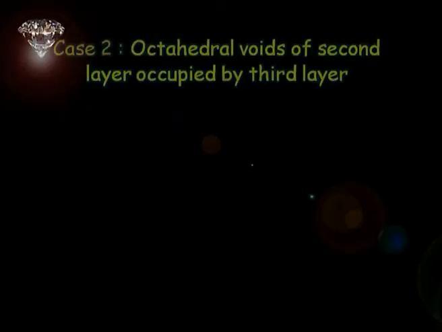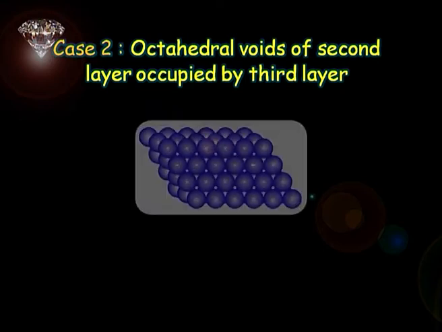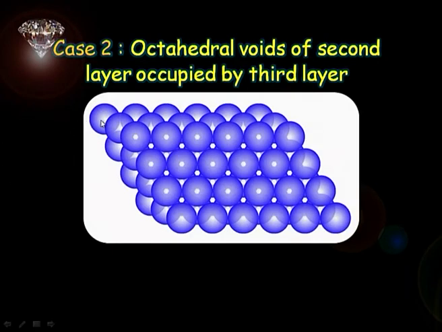Now, let us move further and see what happens if I go back to the top of my second layer and try to put my third layer on top of it. In this case, I place my third layer in such a fashion that it occupies the octahedral voids of the second layer. If that happens, then what do we get? This is my A layer, the first layer, the second layer, the B layer, and the third layer, the C layer. Now, when I put a third layer on the octahedral voids, you can see that the octahedral voids are visible here in the background, because they are hexagonal kind of structures here.